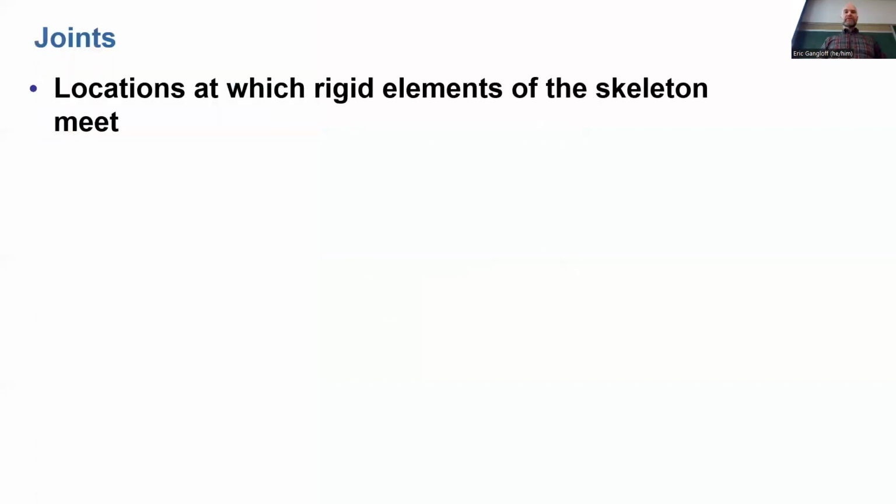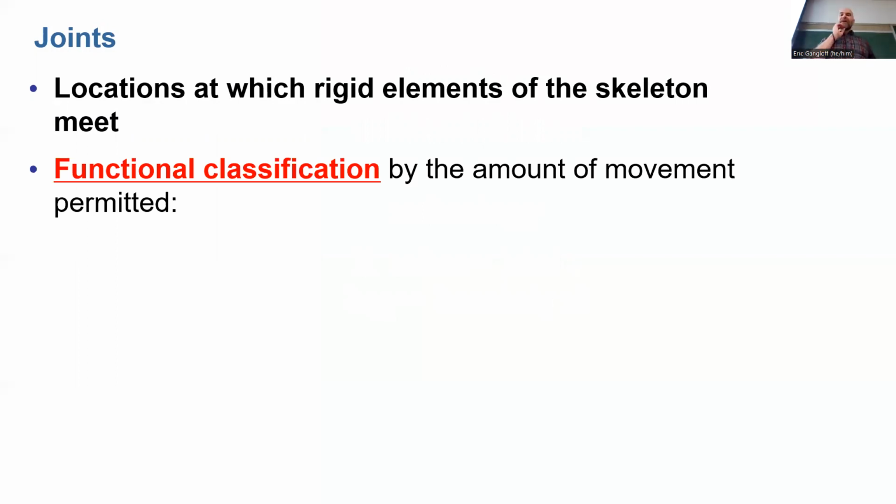So let's talk about joints. Joints we're defining as locations at which rigid elements of the skeleton, bones or perhaps cartilage, meet, and we classify them a couple different ways. The first classification system is a functional classification, which describes how much movement they permit. I'm going to tell you 3 kinds of joints classified by function and range of motion.